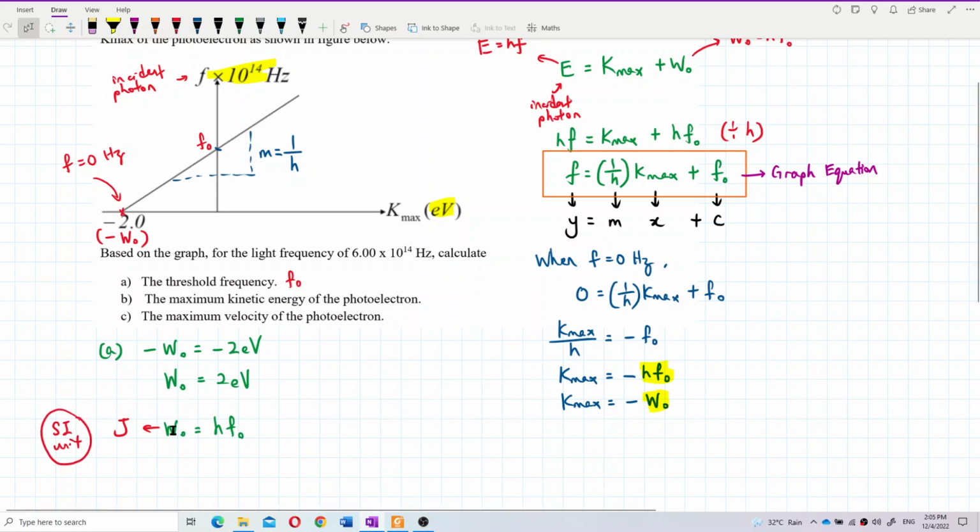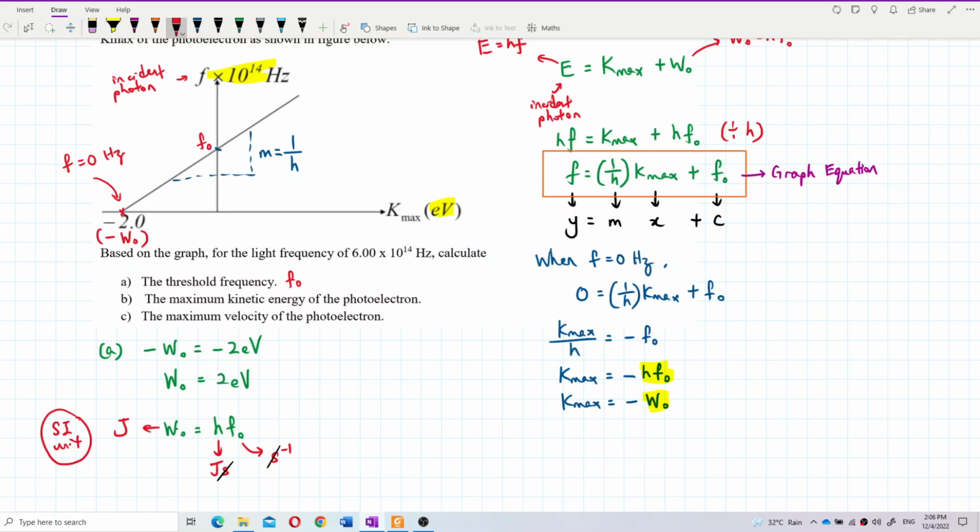This is the work function, and its unit must be the SI unit, joule. So electron volt must be changed to joule first before you can substitute into W naught here. Understand? Why? Because the h here is in joule second, and the frequency F naught is per second.